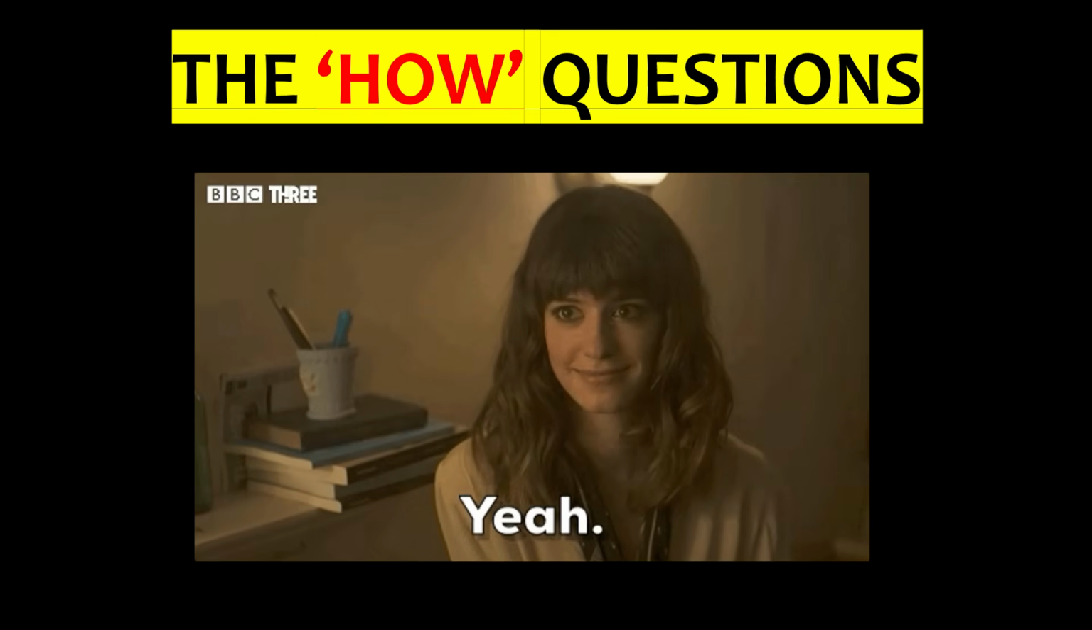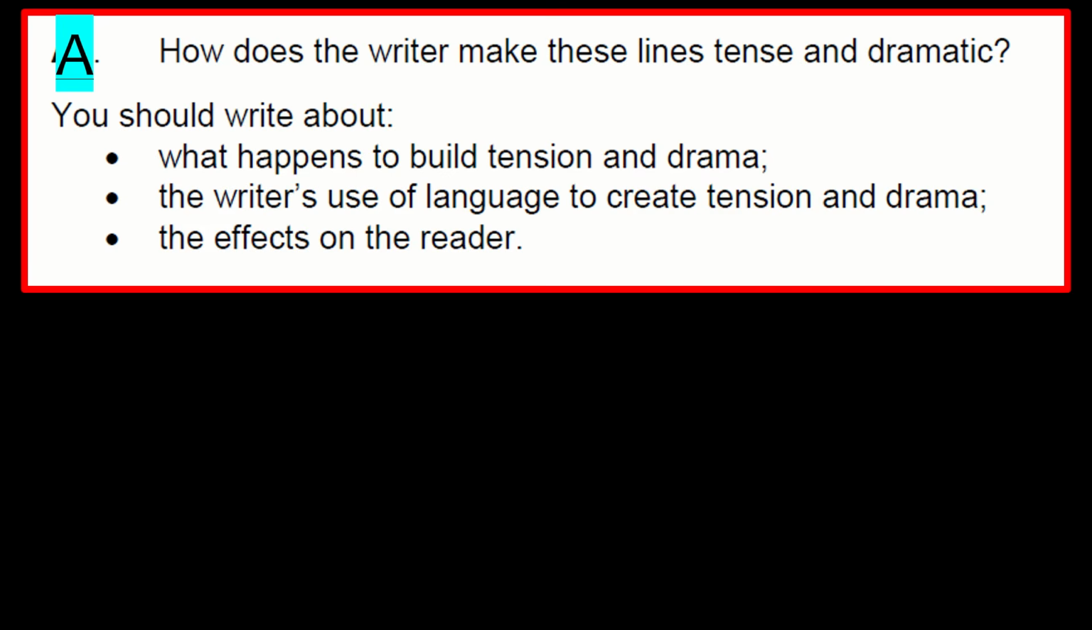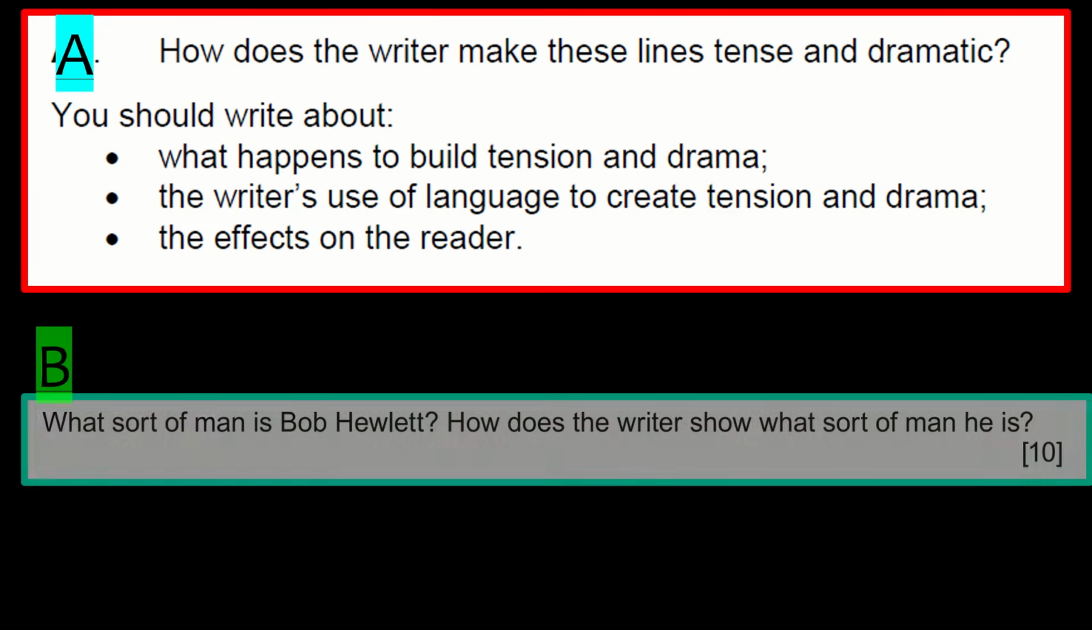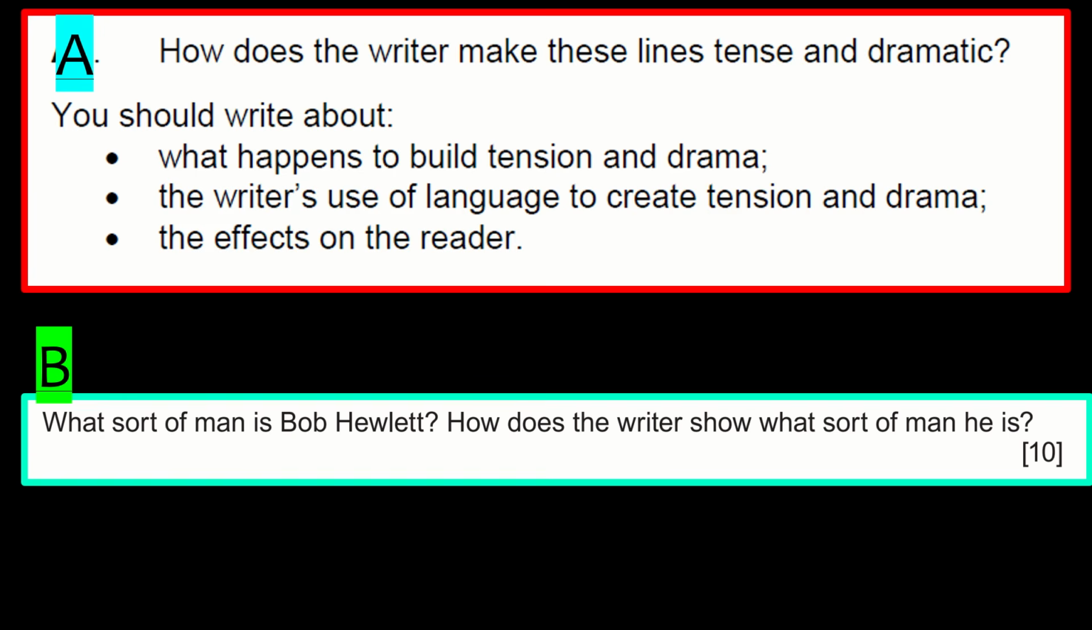Okay, the how question. So this will be questions 3 and 4 normally. They will either be like this. How does the writer make these lines tense or dramatic? Or, in the last few years, they're more like this. What sort of man is Bob Hewlett? How does the writer show what sort of man he is?